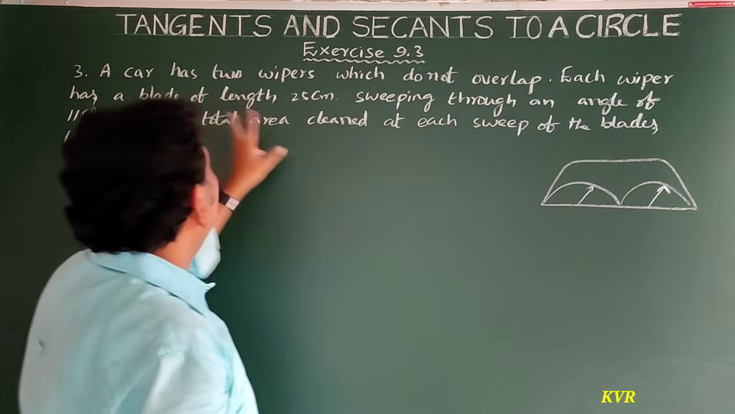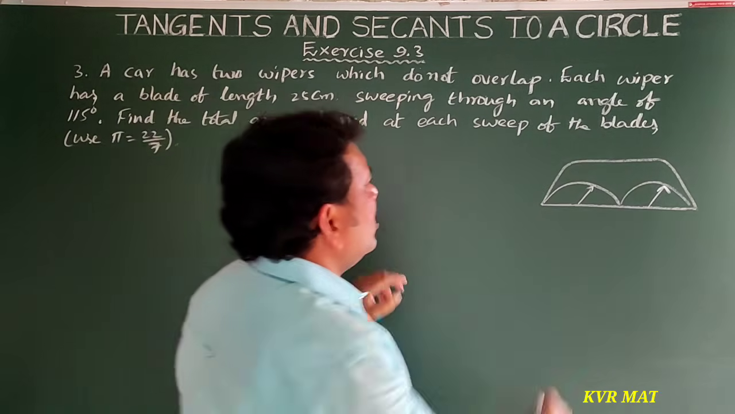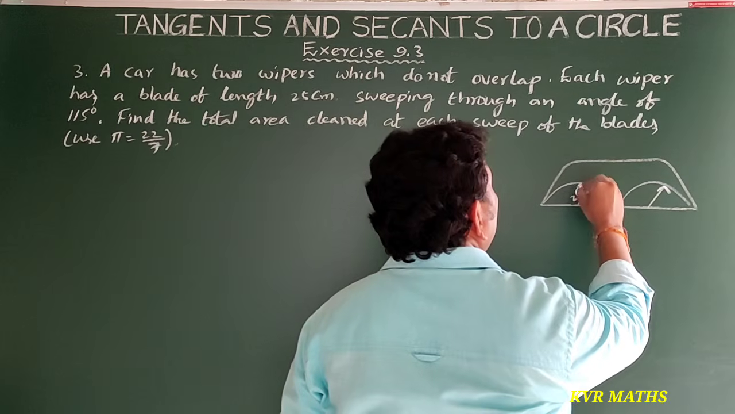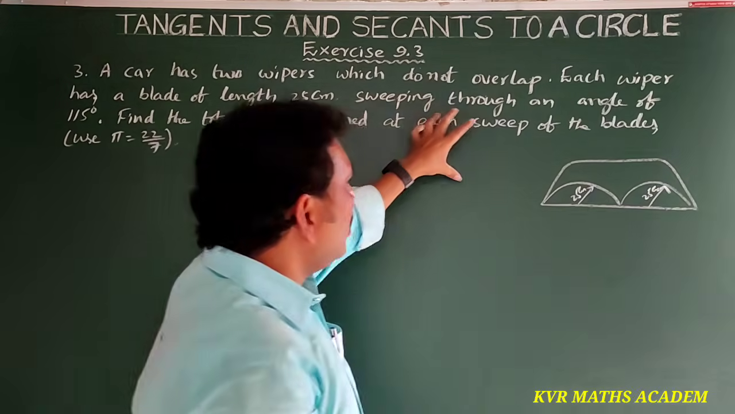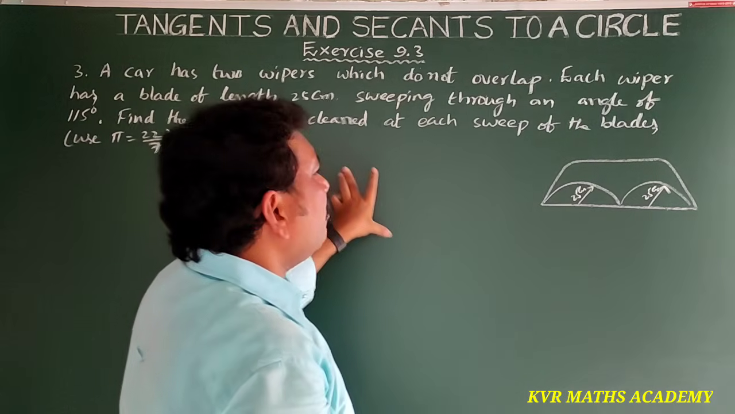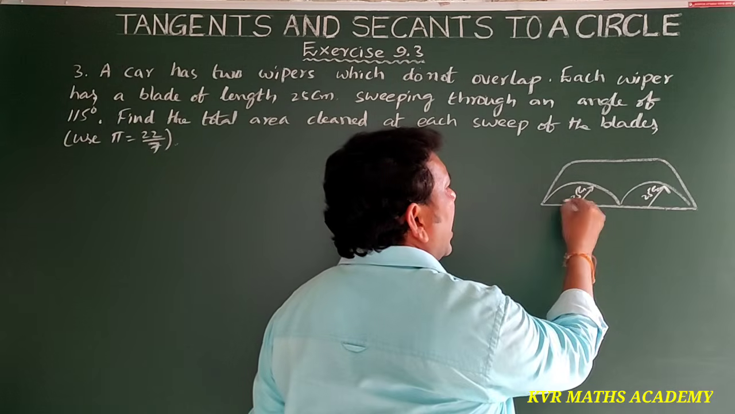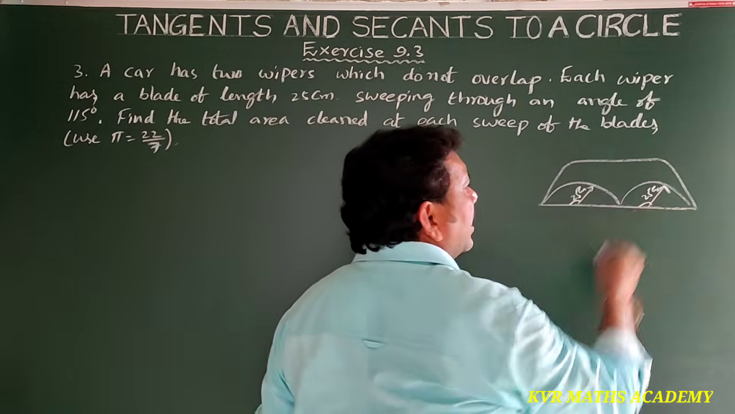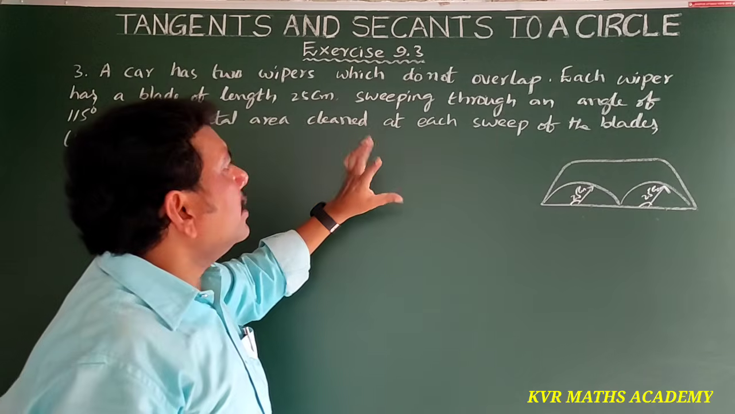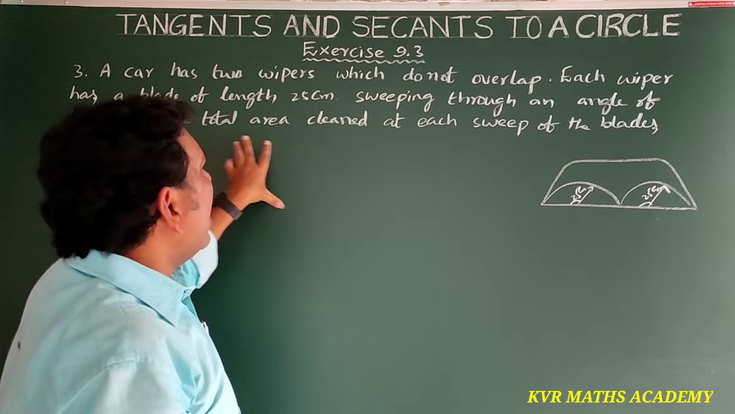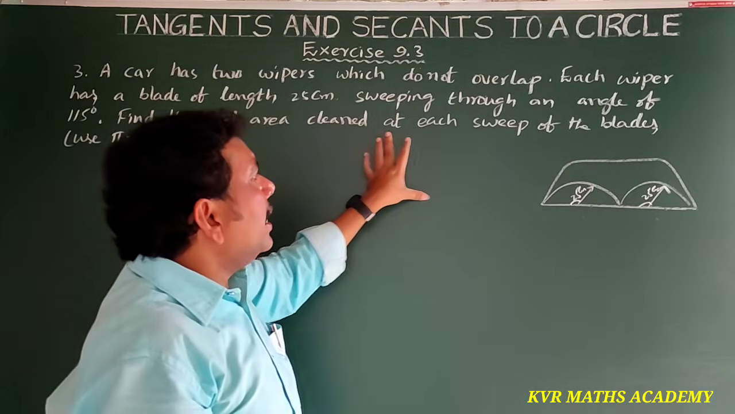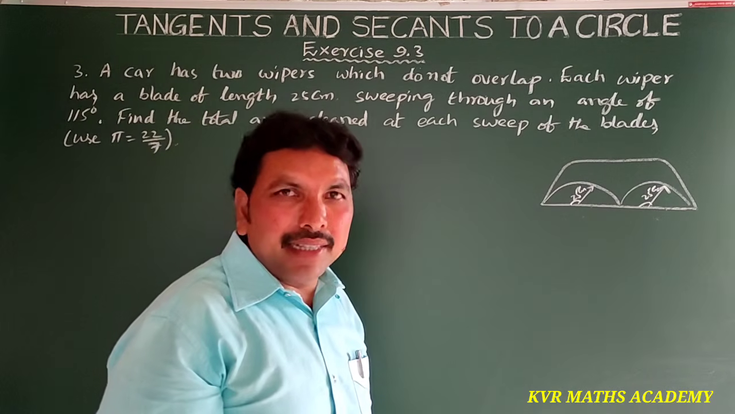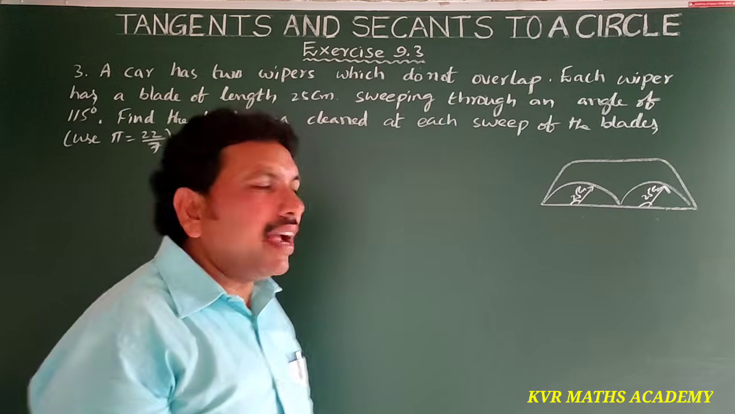Its length is 25 centimeters. Next, sweeping through an angle of 115 degrees each. Right. Then what we have to find? Find the total area cleaned at each sweep of the blades. Right? That is fine.